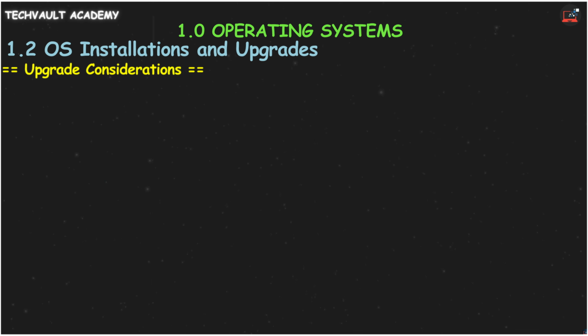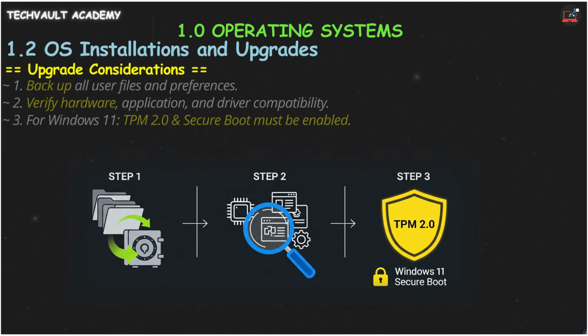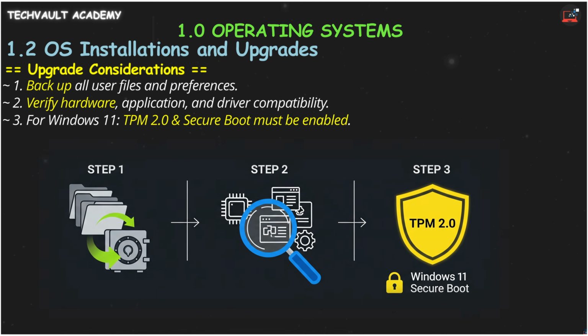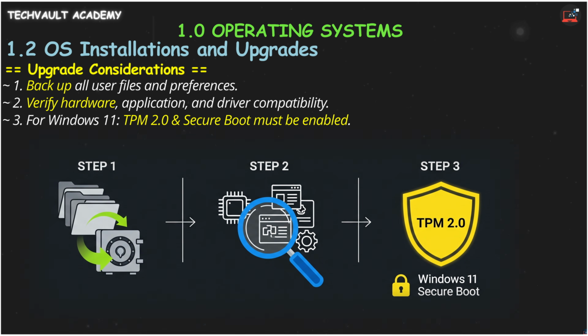Finally, before any upgrade, you have critical homework to do. First, back up your files. Second, check for hardware compatibility and ensure your applications and drivers will work with the new OS. For Windows 11 specifically, this means verifying your system has TPM 2.0 and Secure Boot enabled in the UEFI BIOS.